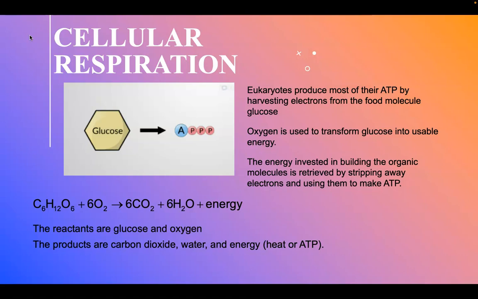So here you can see the basic breakdown of the formula that is happening during cellular respiration. We have our glucose molecules and our oxygen as reactants. We are producing CO2, water, and energy in the form of ATP. The reactants are glucose and oxygen. The products are carbon dioxide, water, and energy.